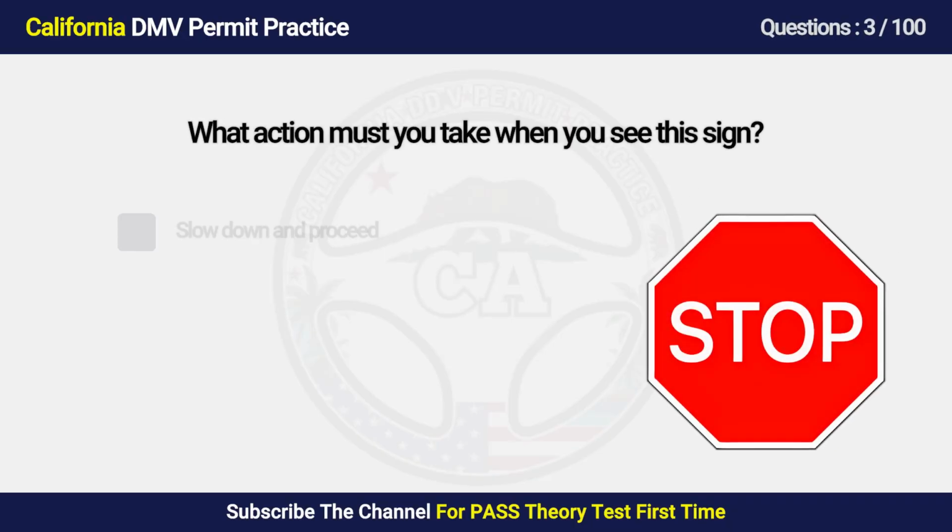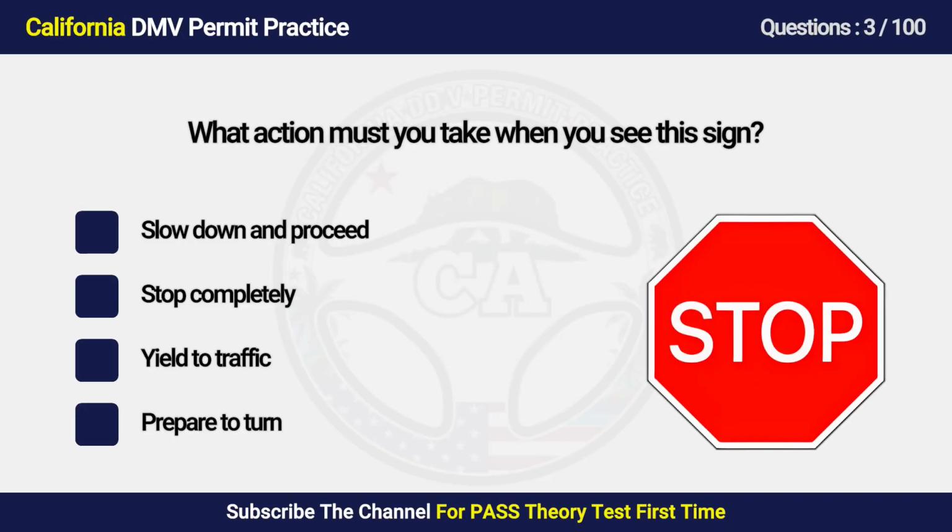Question 3. What action must you take when you see this sign? A. Slow down and proceed. B. Stop completely. C. Yield to traffic. D. Prepare to turn.